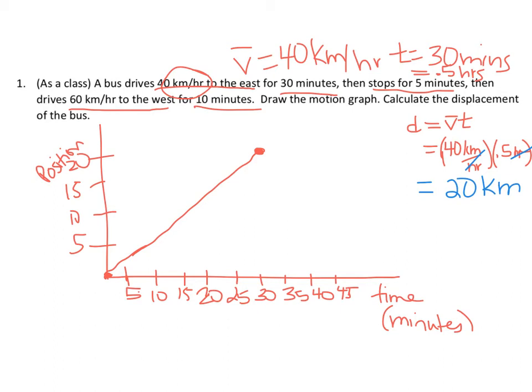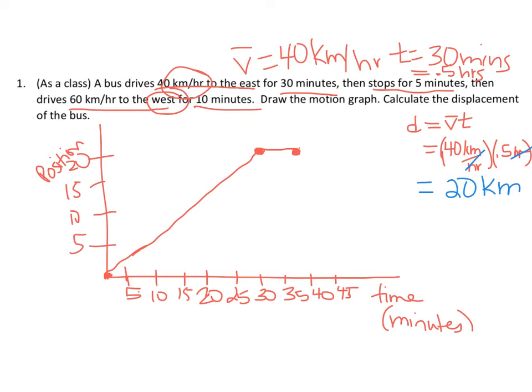The next thing we know is that the bus stops for 5 minutes. So that means that 5 minutes after the first 30 minutes, I'm going to be at the same position, which is 20. So I can actually draw another dot at 35, 20. And on my position graph, because the bus is not moving, that's going to just be a straight line. The next thing that's going to happen is the bus is going to turn around. They tell us in the next part that the bus is going west. Bus is actually going 60 kilometers per hour to the west for 10 minutes.